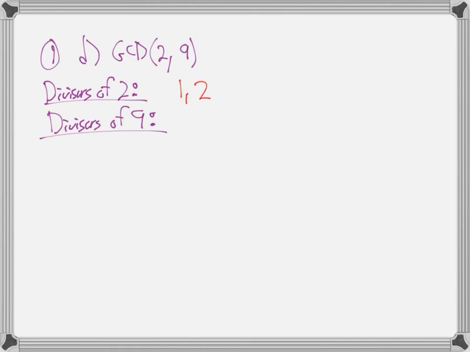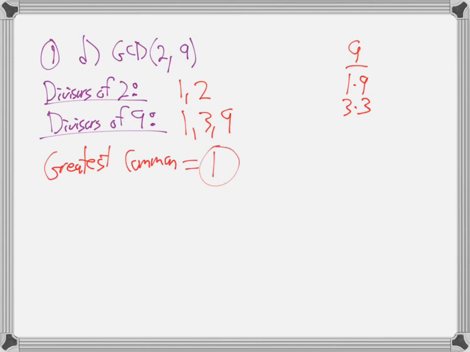And what are all the things that go into 9? 1, 3, and 9. You can probably just do it off the top of your head. If you want to do 9 more formally, you could say 1 times 9 and 3 times 3. There you go. So anyway, 1, 3, and 9. So then what is the greatest they have in common? What's the only one they have in common? 1. Yeah, 1 is the only number that divides into 2 and 9, isn't it? So that's their greatest common divisor. Greatest common divisor is just 1.